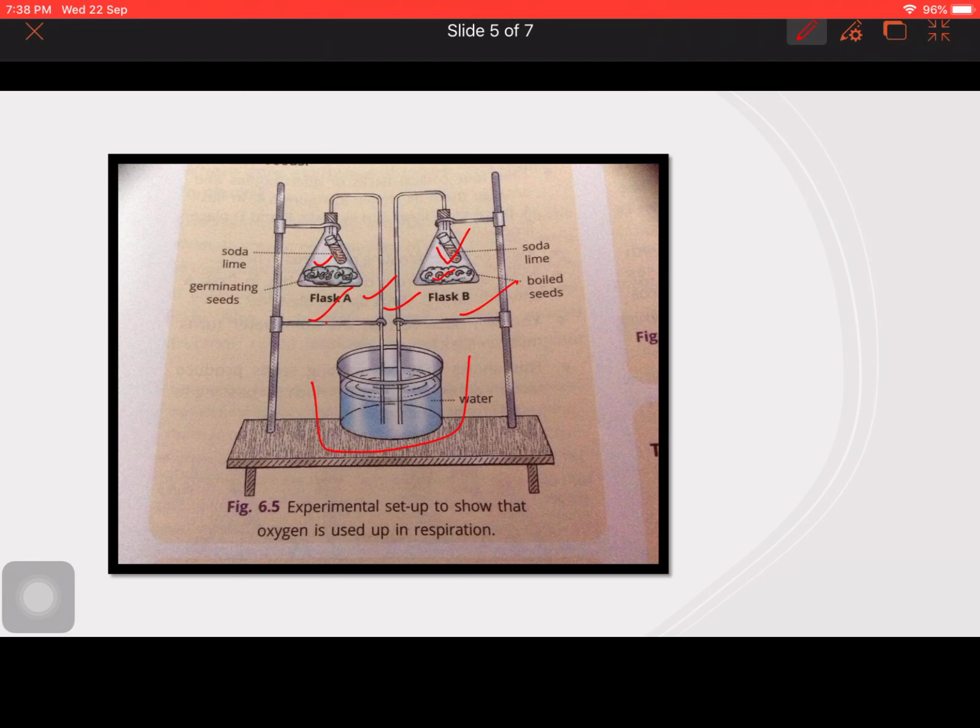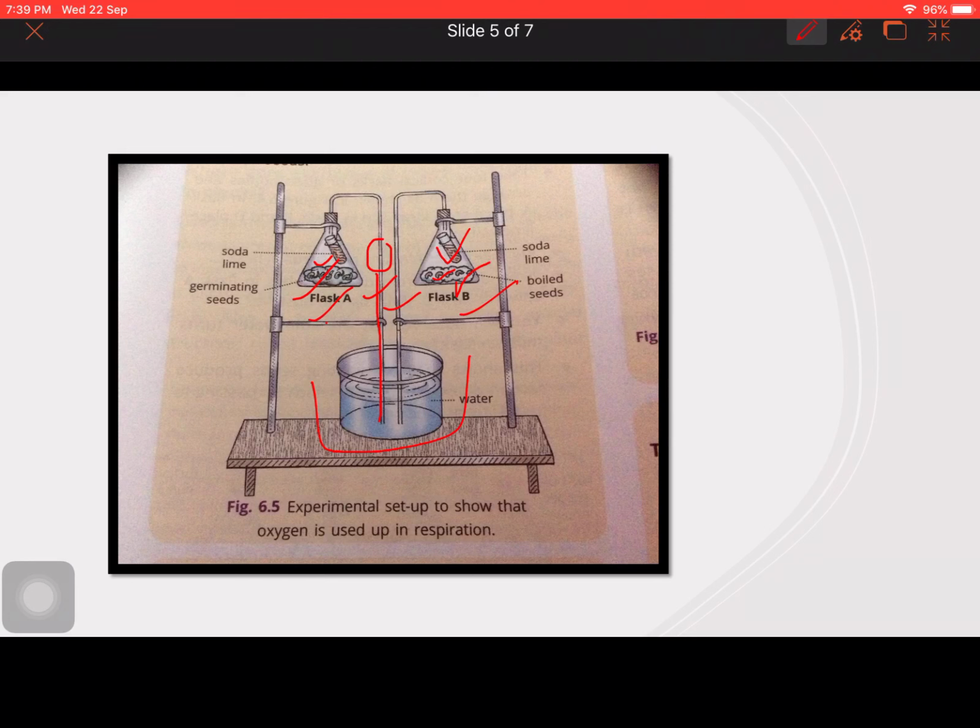Now we have noted the level of water in the delivery tube, see here the mark is here. You will find that in delivery tube A, there is gradually a greater rise in water level. Why? Because oxygen is being used up, so it takes oxygen from this water. So the water level is rising, and if we introduce a burning paper into each flask after removing the corks, we will find that the flame is immediately put off in flask A, but it continues to burn for a while in flask B.